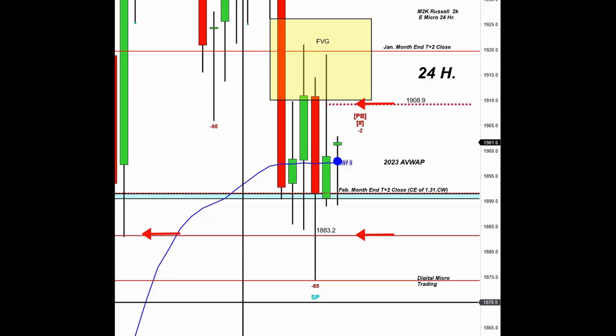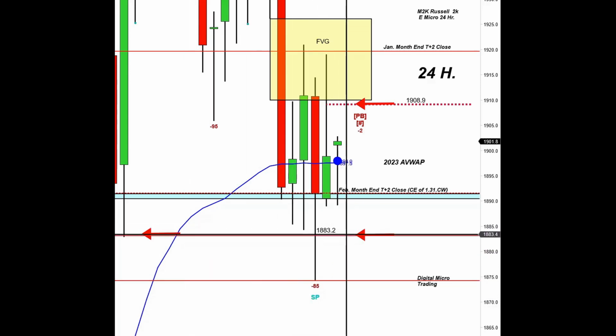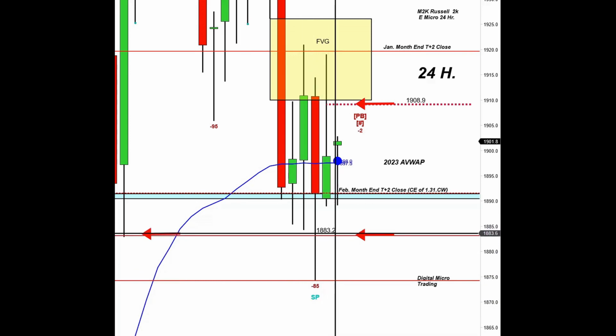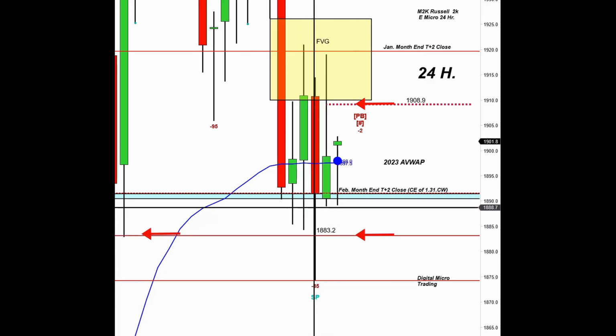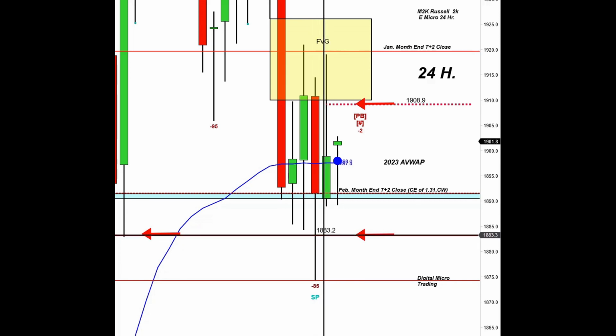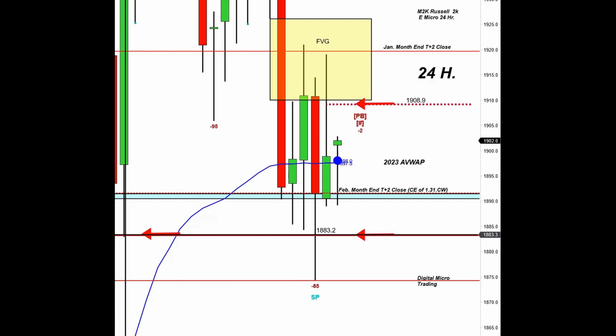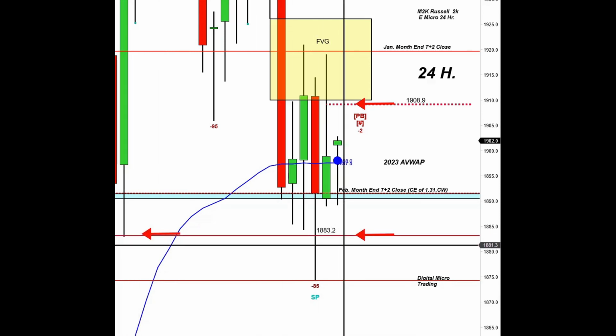Here we are, 24-hour, last day of February. So still on the lower level, I'm looking for the middle of the wick from the date of last Friday, 1883.2, which again corresponds with January 31st, the bottom of the tail candle wick here. So that's one level below.